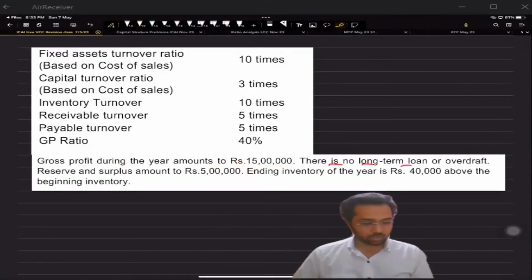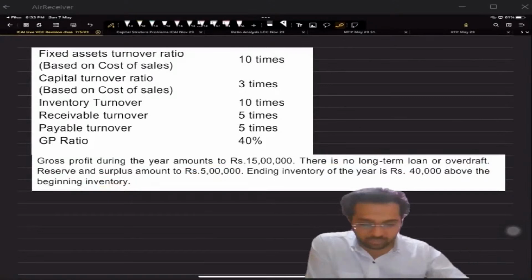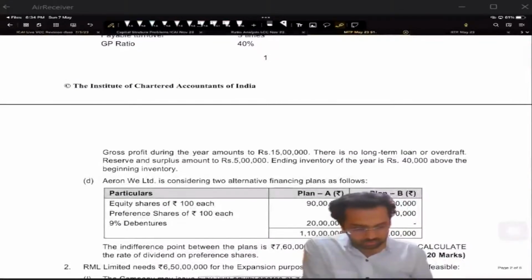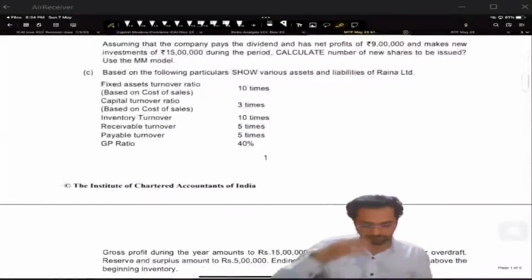There is no long-term loan or overdraft. Reserves and surplus amounts to 5 lakh. Ending inventory is 40,000 above the beginning inventory. Now fixed asset turnover, this is 10 times. So now this question has come for 5 marks in the exam.